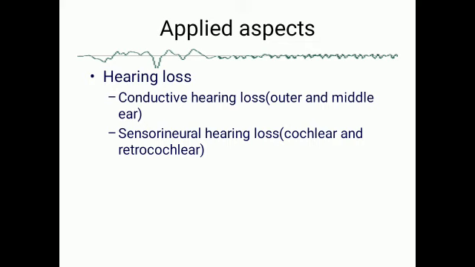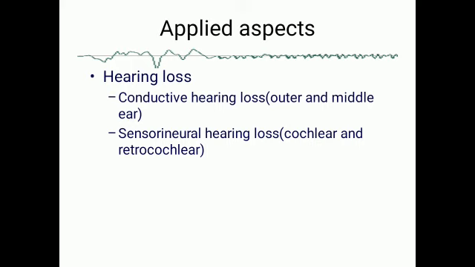So we shall see some applied aspects. Hearing loss or hearing impairment can be of two types: conductive hearing loss or sensory neural hearing loss. Conductive hearing loss means the defect is in the outer and the middle ear, resulting in impairment of the conduction of sound to the sensory receptors, that is, the sensory receptors situated in the inner ear. So in conductive hearing loss the problem is in the outer ear and the middle ear.